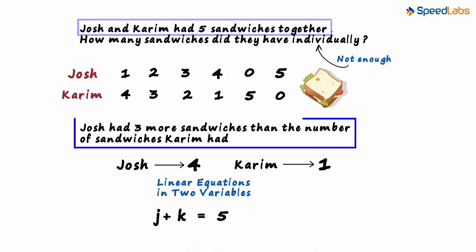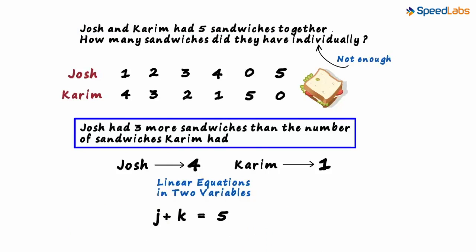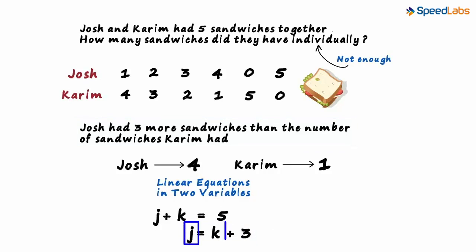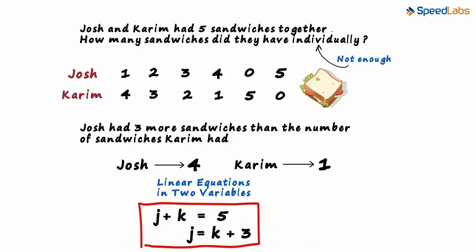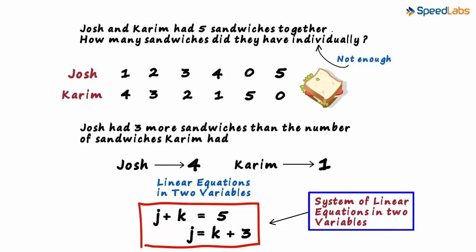And Josh consumed 3 more sandwiches than the number of sandwiches Kareem consumed can be written as J equals K plus 3. So the second equation can be read as Josh had 3 more sandwiches than Kareem. This is called a system of linear equations in 2 variables. J and K are variables and the equations are linear since the highest order of any variable is 1.